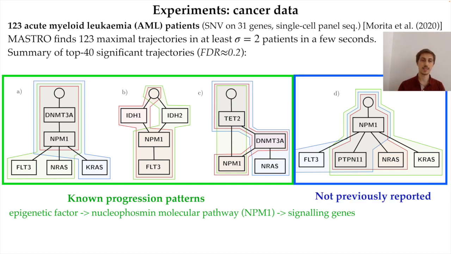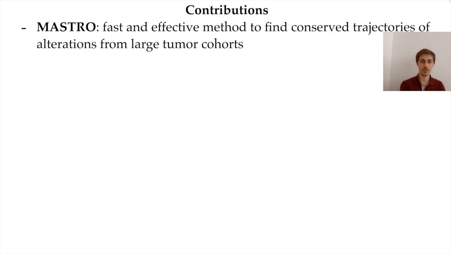Mastro also finds a new progression pattern that was not previously reported, here shown in summary D. This pattern may describe a different modality of evolution, characterizing a subset of patients not hit by an early alteration of an epigenetic factor, in which the first event is a mutation in NPM1, not preceded by any other alteration.